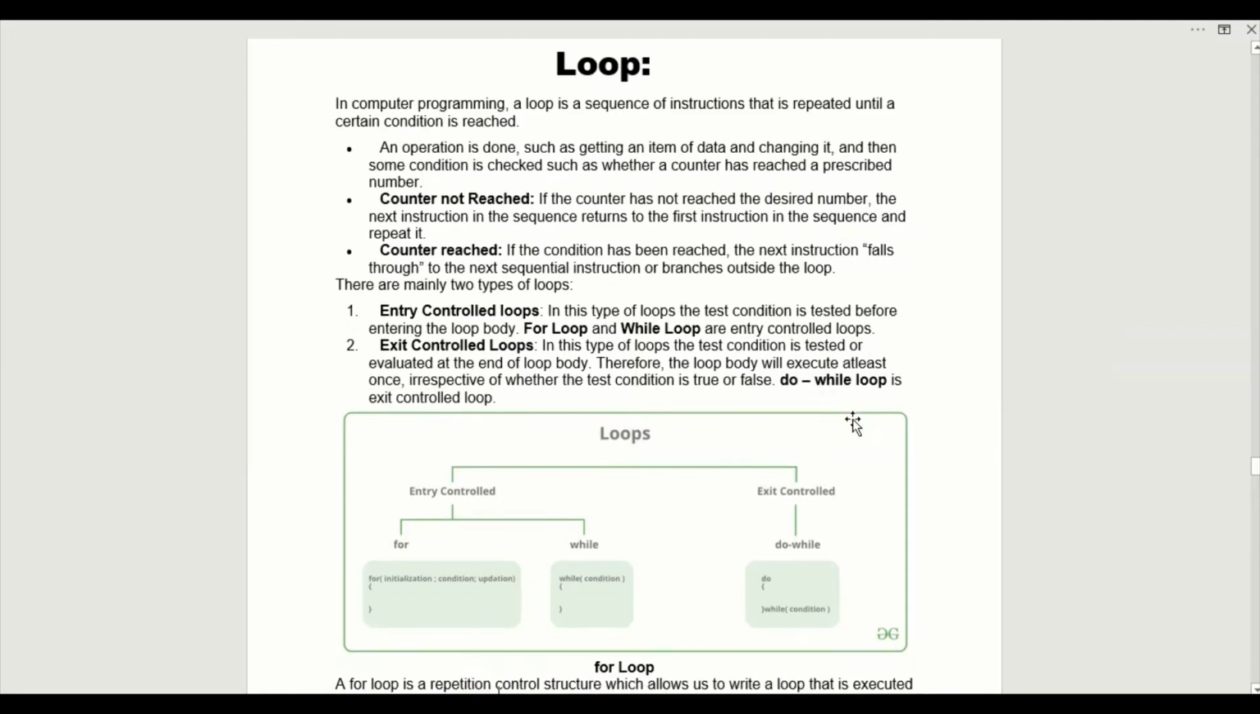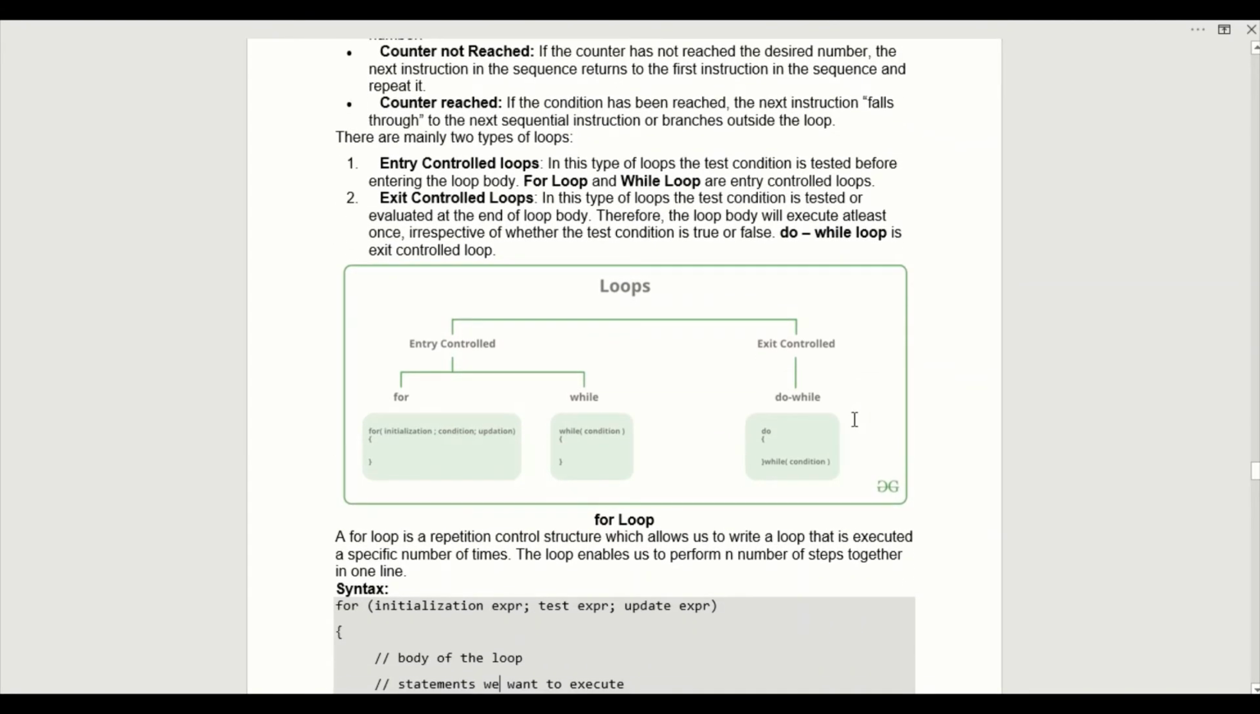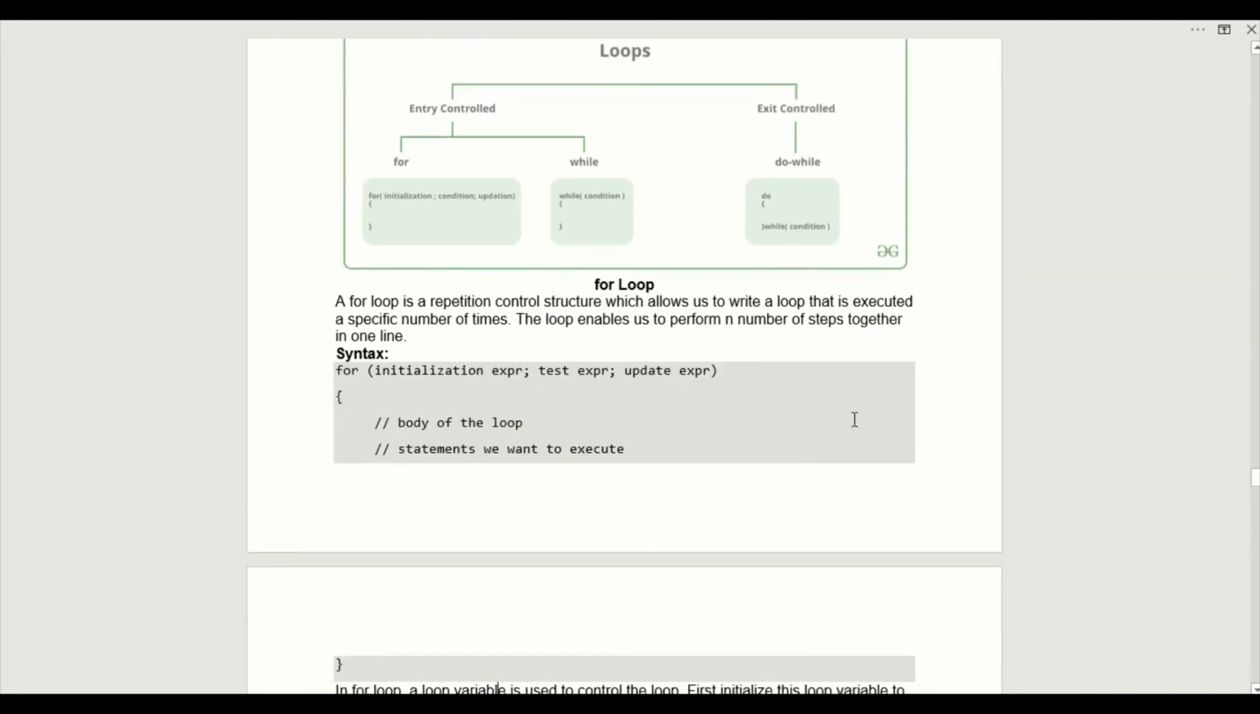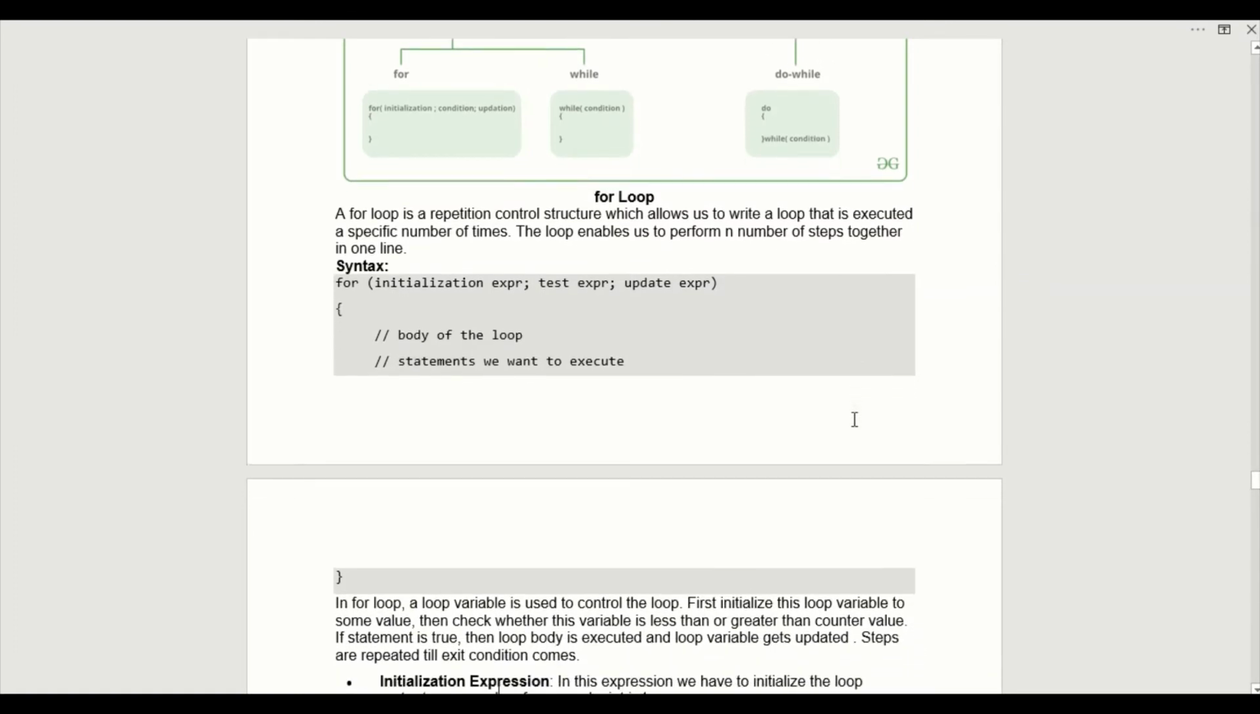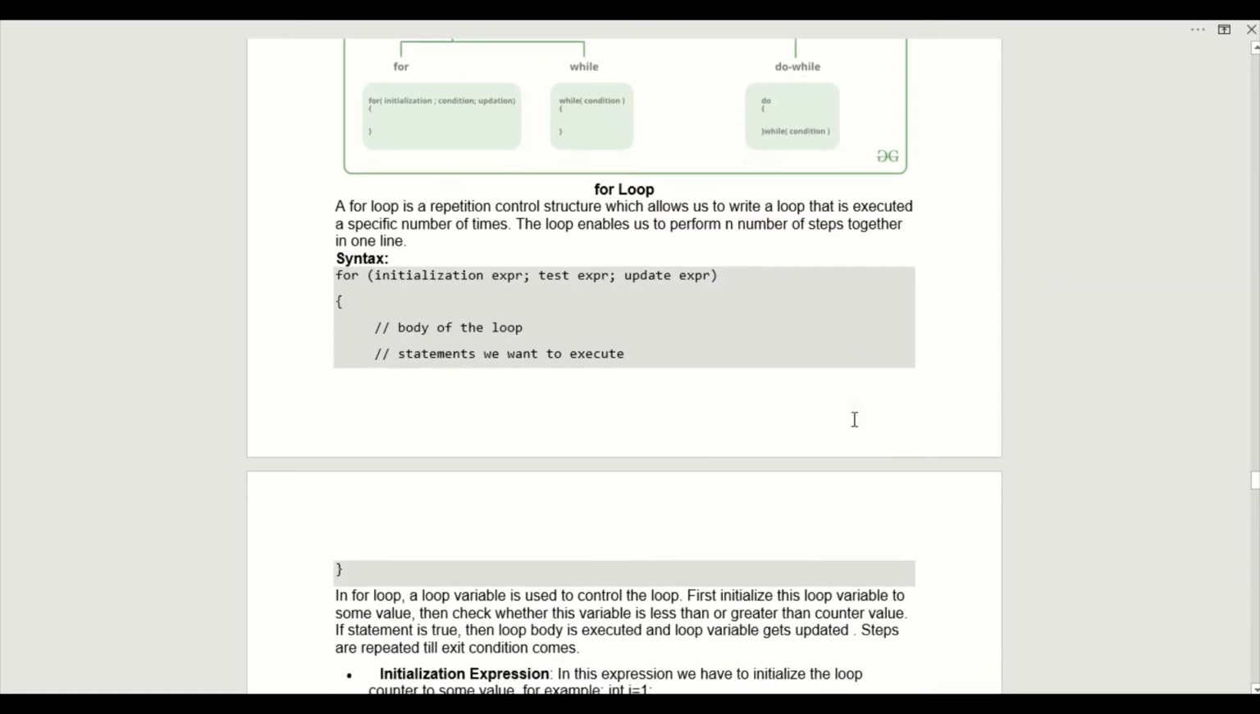Now as you can see, here is a table. Loops are divided into entry control and exit control, and entry control is divided into for and while, and exit control is do while. The syntax is written with it. So now we are going to see first the for loop, and after completing the explanation of the for loop, I am going to show the program which uses the for loop inside the Turbo C software in this video.